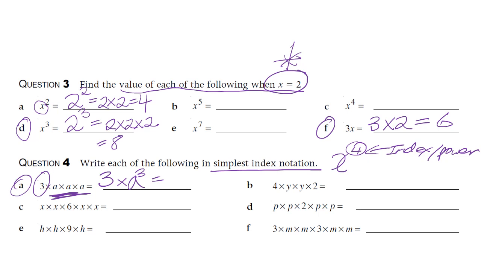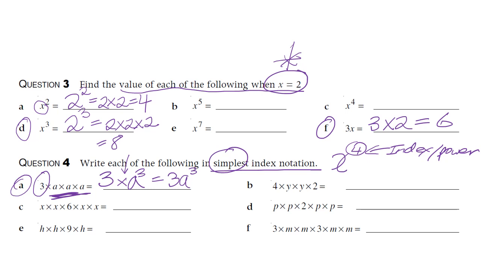Can I write this any simpler? The question is asking me for the simplest form. Remember, mathematicians are lazy. We don't want to write things out if we don't have to. In this case, do we need to write the multiply sign out? No, we don't, because we can just write 3a cubed. Because in this case, the multiply sign is implied, meaning we assume the multiply sign is there. 3a cubed is the same as 3 times a cubed. You don't need to write this out.